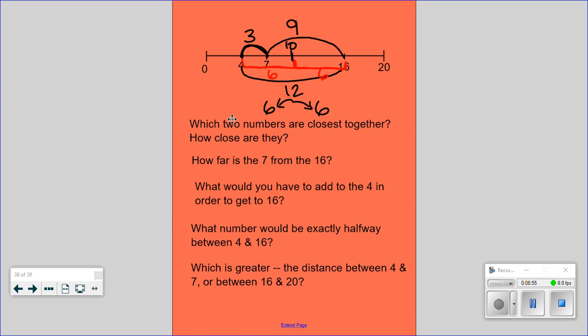Alright, last one that we're going to do, well, maybe not. I don't remember. Which is greater? The distance between 4 and 7, or the distance between 16 and 20? If I look at my number line, I've already figured out the distance between 4 and 7. Look at your number line. If you're looking at me, you're not looking at your number line. What is the difference between 4 and 7? It's written on your paper.